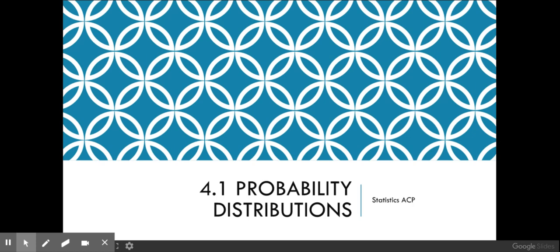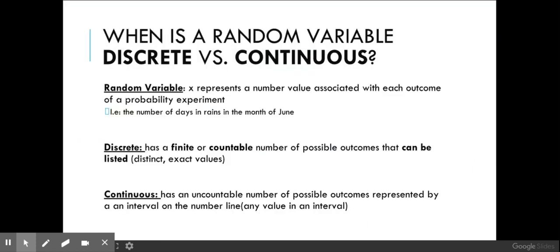This is section 4.1 on probability distributions. I am going to be going through these notes and doing out the examples. So when is a random variable discrete versus it being continuous?